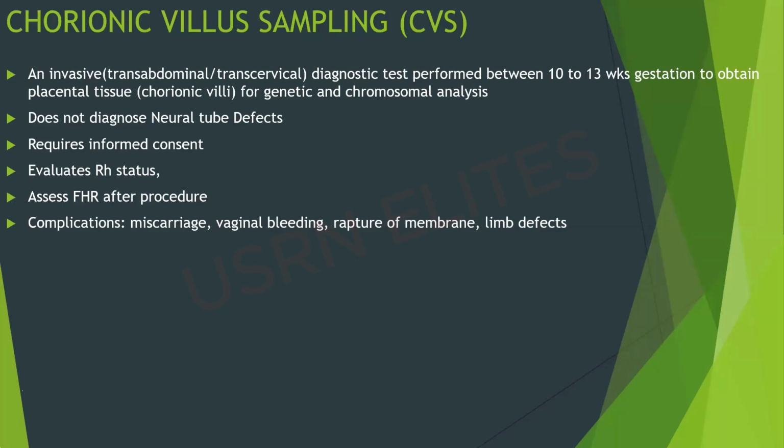But if you want to do neural tube, know that sometimes the question can be asked like, within 10 and 13 weeks, can you detect neural tube defects with chorionic villus sampling? No. The baby should be around 15, 16 to 20 weeks before you can diagnose neural tube defects. As simple as that.